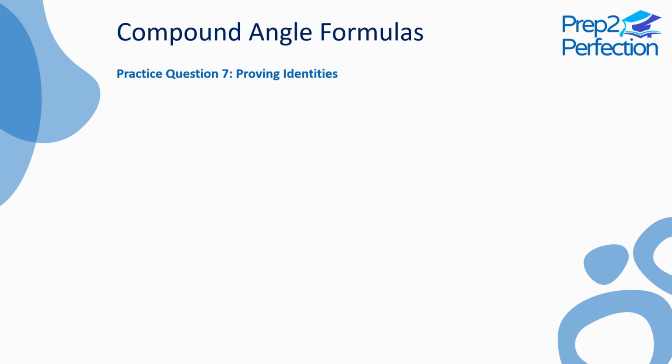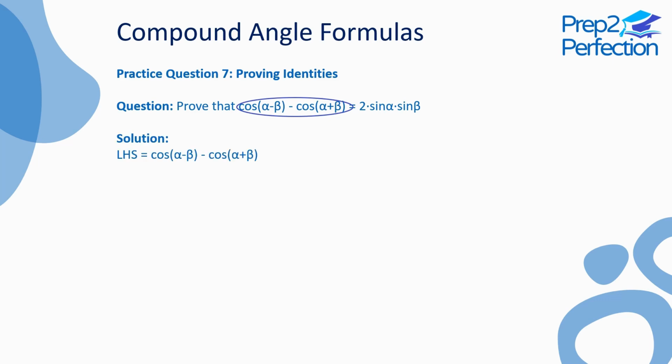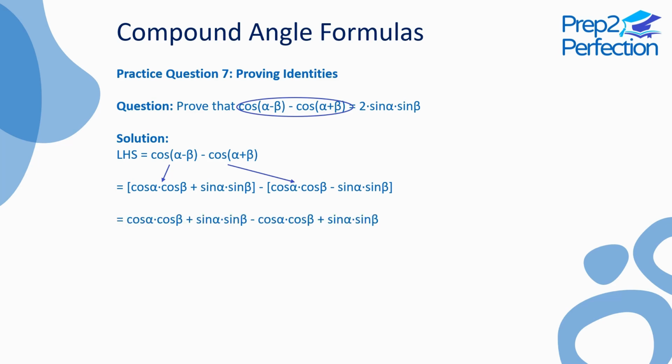Prove the identity that cos (A minus B) minus cos (A plus B) equals 2 times sine A times sine B. We're going to look at the left-hand side first. Cos (A minus B) minus cos (A plus B). Here we just use our compound angles to get cos A times cos B plus sine A times sine B, and then cos A times cos B minus sine A times sine B. We simplify them and we get 2 times sine A times sine B. This will equal the right-hand side, and therefore cos (A minus B) minus cos (A plus B) equals 2 times sine A times sine B.